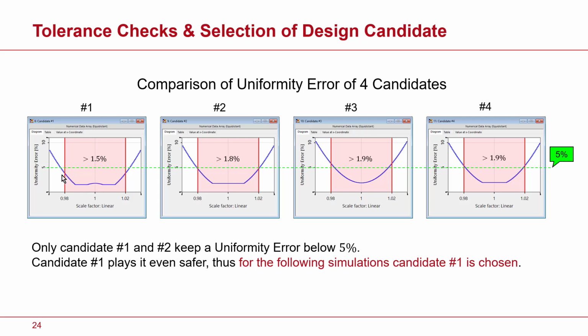Only element or candidate number 1 clearly does, and if you want to play it safe, then I would choose this element. The other requirements are fulfilled for all of these elements, even within the tolerancing range of plus minus 1%. Well, you've seen I depicted it up to 3 to see how it would behave even outside the required or specified tolerancing range.